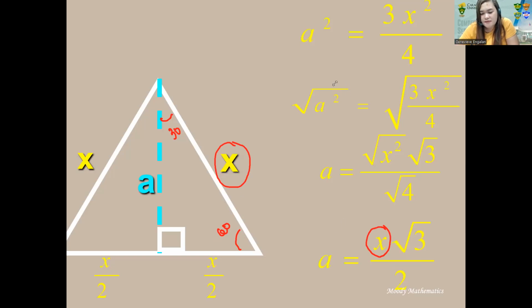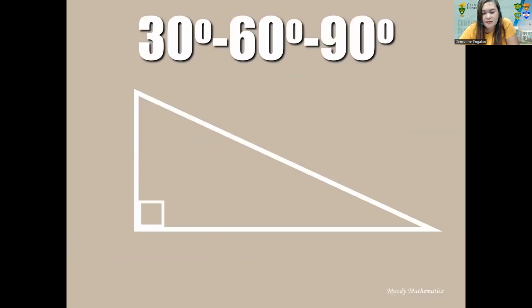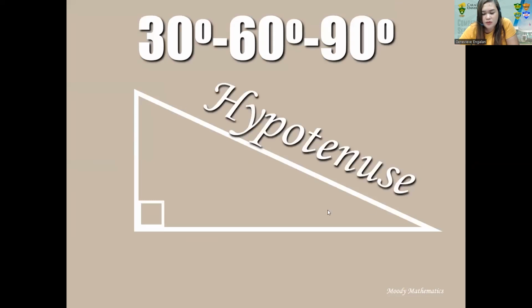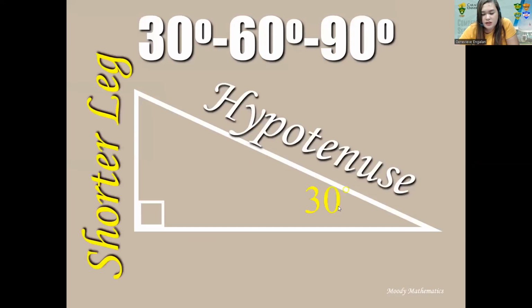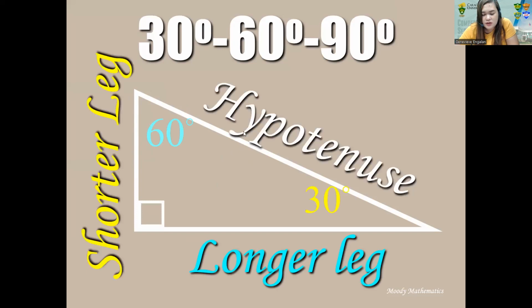So let us simplify or summarize the pattern. For a 30, 60, 90 triangle, this is the hypotenuse, and this is the 30 degrees, its opposite will be the shorter leg. And if this is 60, its opposite is the longer leg. So that's it. Hypotenuse, opposite to 30 is the shorter leg. Opposite to 60 will be the longer leg. The shorter leg is 1/2 of the hypotenuse.